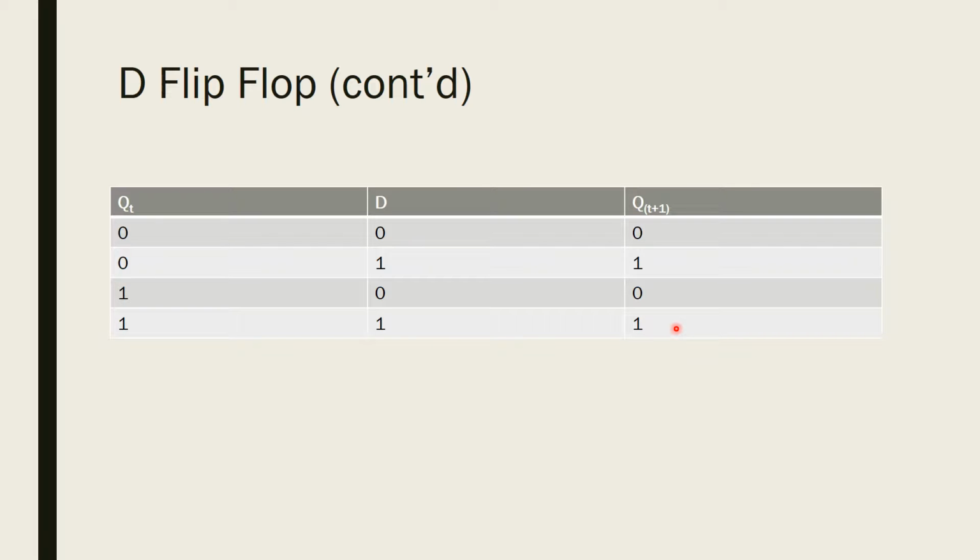From this, we can see that the D flip-flop performs a set operation and a reset operation. A set operation occurs when the next state is set to 1, regardless of the value of the present state. A reset operation occurs when the next state is set to 0, regardless of the value of the present state.